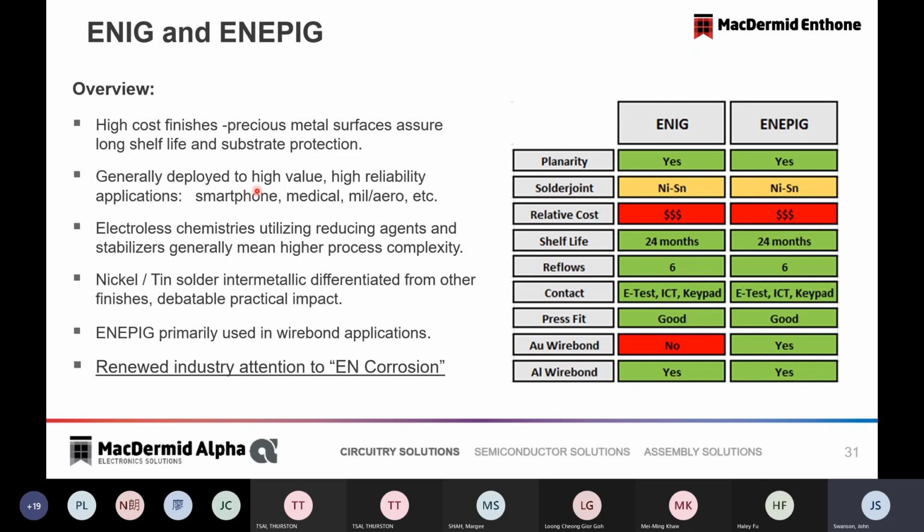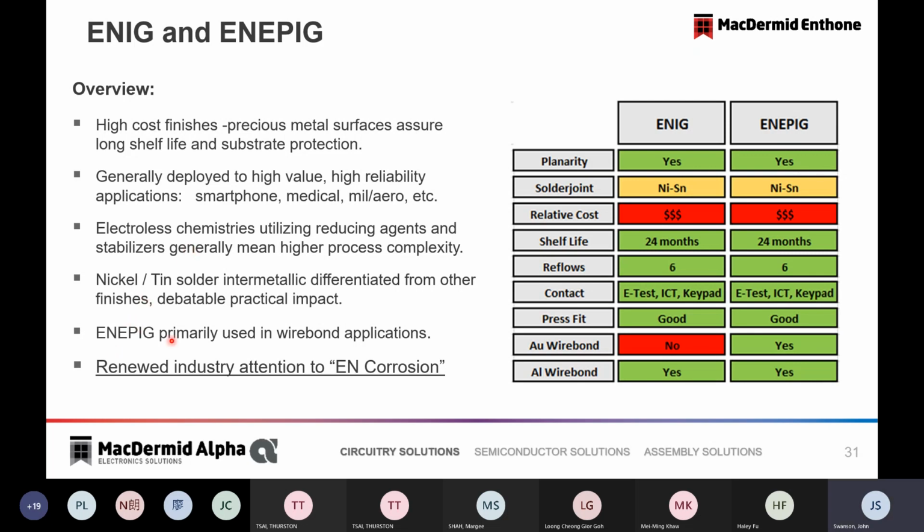Smartphones in some applications, some of the smartphone surfaces on a board are nickel gold or nickel palladium gold. Many medical and aerospace applications utilize those processes for higher reliability due to the protection offered by the gold and palladium. Now, these are electroless chemistries. What I tried to communicate earlier is that these processes are a little more complex, a little more challenging for the circuit board fabricator to run. They require a bit more process control, a little more attention, a little more service.